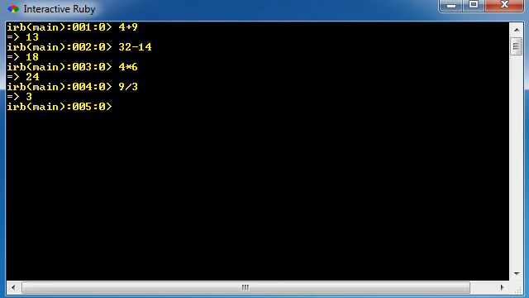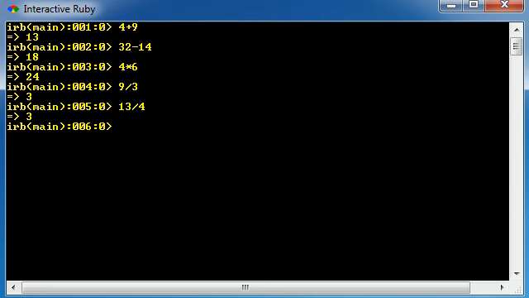Now, that's fine and all, but division gets a little bit tricky. Say we give it something like 13 divided by 4. Now, 13 divided by 4 is 3.25. However, if we go ahead and hit enter, we get 3. That's interesting. It didn't give us a remainder. It didn't give us a decimal. Now, the reason for this is pretty weird.